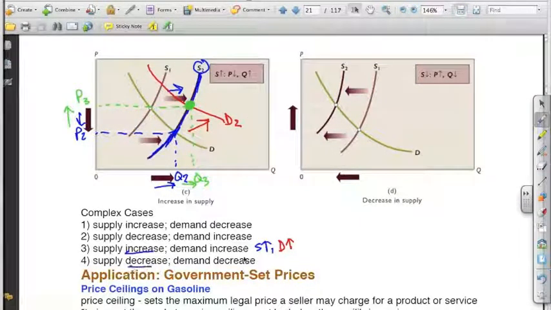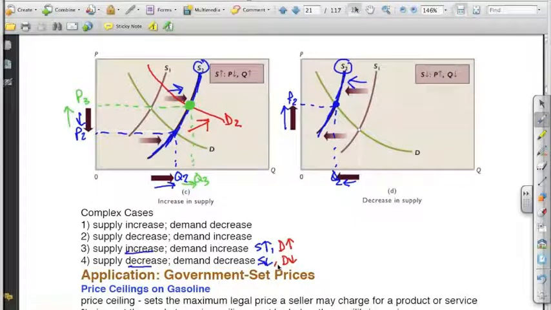So what if we have a supply decrease and then a demand decrease? Whenever we have a decrease in supply, it moves to the left. We're at a new S2, our new supply curve. Find the equilibrium where it intersects demand. Come down. Q2, we've had a decrease in quantity. P2, an increase in price.